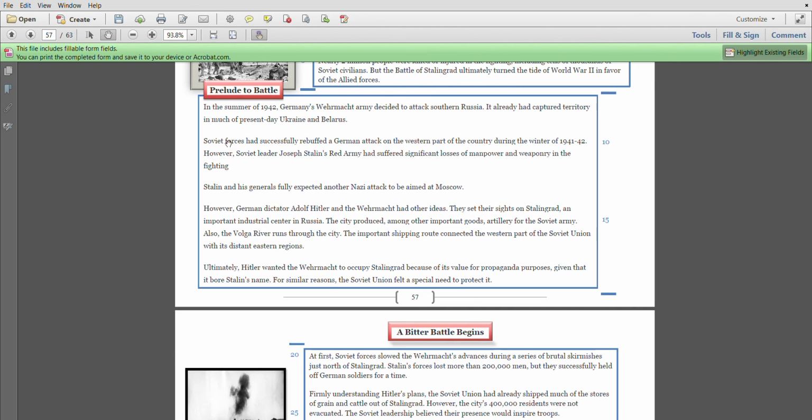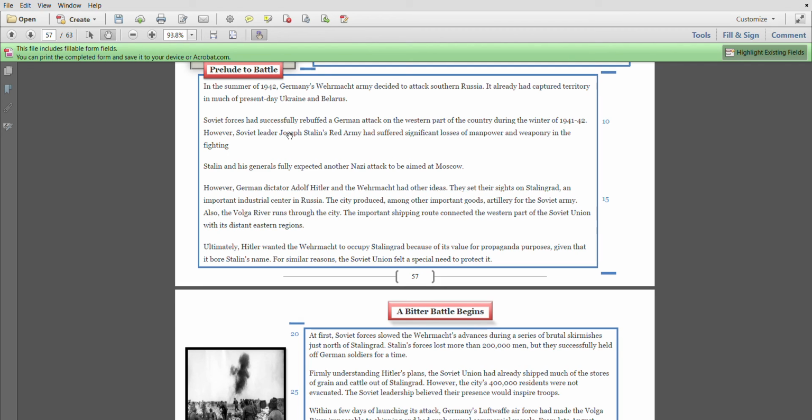Prelude to battle. In the summer of 1942, Germany's Wehrmacht, it means war machine, army decided to attack southern Russia. It already had captured territory in much of present-day Ukraine and Belarus. Soviet forces had successfully rebuffed a German attack on the western part of the country during the winter of 1941 and 42. However, the Soviet leader Joseph Stalin's Red Army had suffered significant losses of manpower and weaponry in the fighting. Stalin and his generals fully expected another Nazi attack to be aimed at Moscow. However, German dictator Adolf Hitler and the Wehrmacht had other ideas.